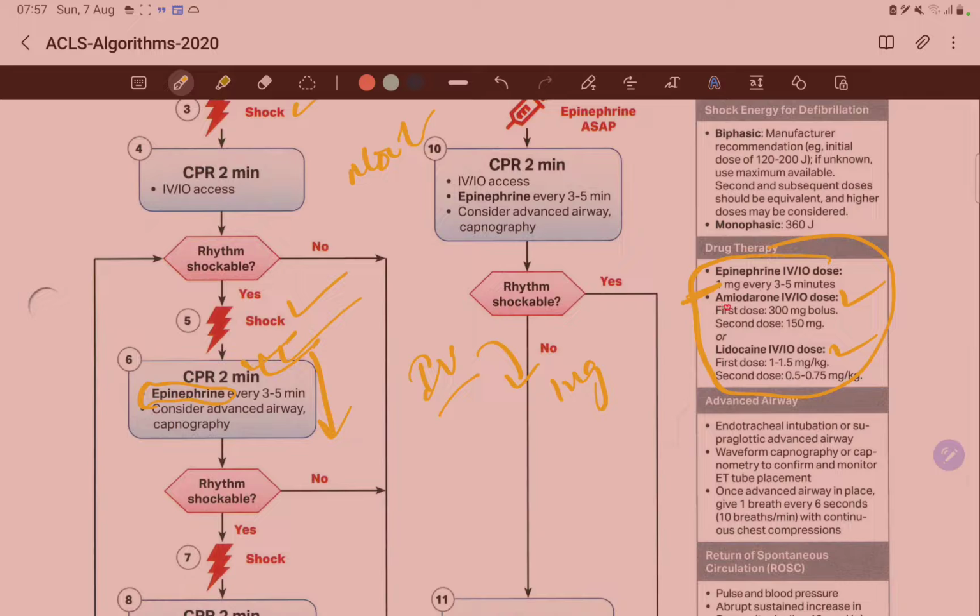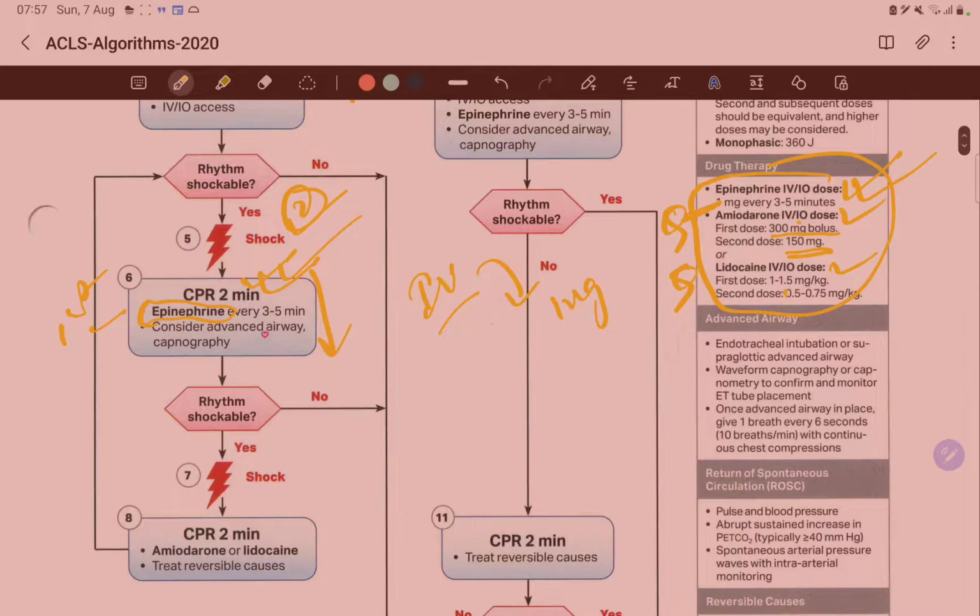The amiodarone first dose is 300 milligram and the second dose 150 milligram. We can use either amiodarone or lidocaine, but epinephrine should be continued every alternate CPR cycle. I'll explain how. Suppose this is the second shock given, and the epinephrine first dose given over here, right?